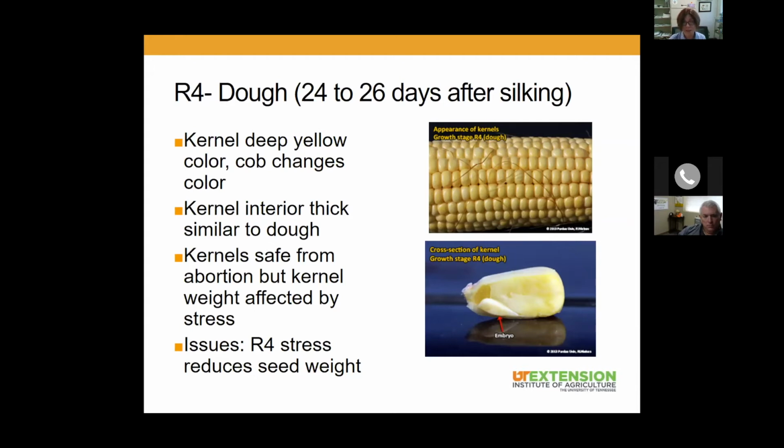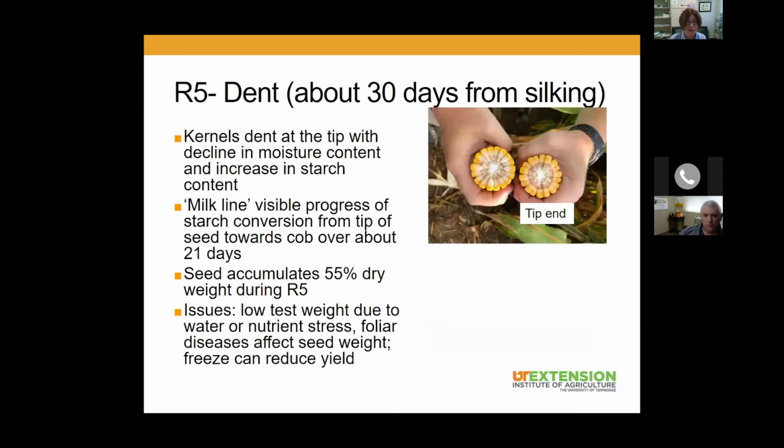So during the doe stage, that kernel is starting to accumulate a little bit more starch, and the interior of that seed changes into a thicker, kind of a doughy looking consistency. And during that time, I think by the end of R4, you got about 45% of your dry weight accumulated by that corn. So R5, which is dent, and it's about 30 days from silking.